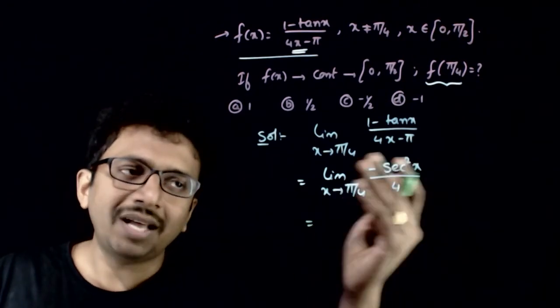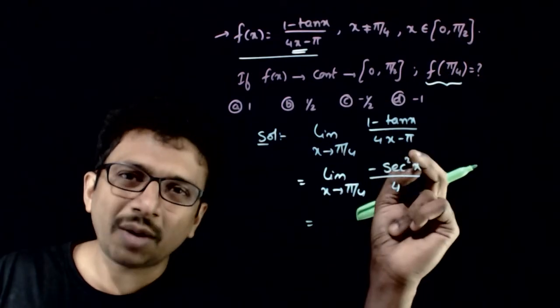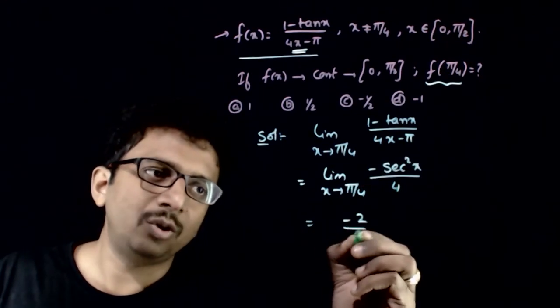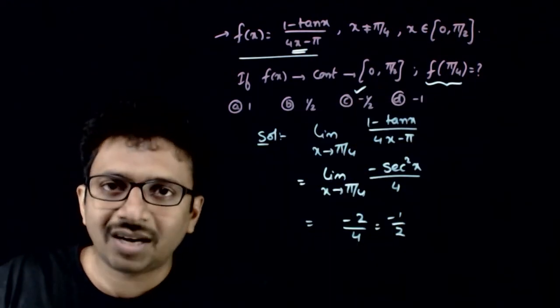Now we just need to put x is equal to pi by 4. Secant pi by 4 is root 2. Secant square pi by 4 is 2. So minus 2 by 4, that is equal to minus 1 by 2. So option C is the right answer to this question.